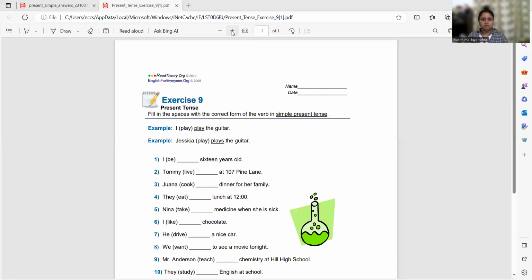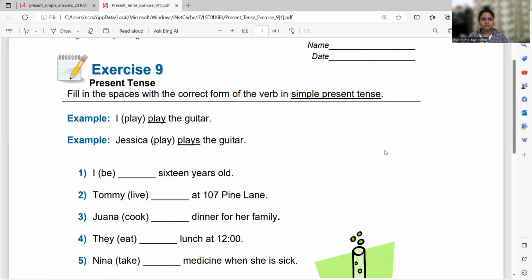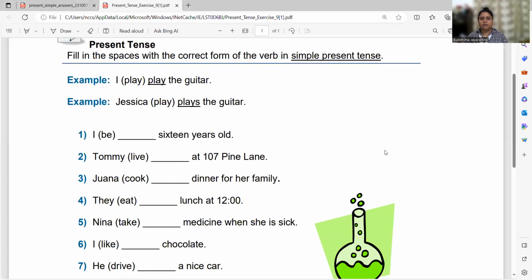Yes, sorry for taking some time, and I hope you can see my screen once again. And here you can see I play the guitar. Jessica plays the guitar. So you see the difference. I, first person singular. So we treat it differently. But Jessica, third person singular. So she plays the guitar. So you put S at the end of the verbs.